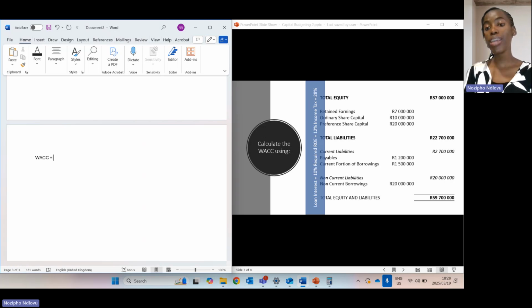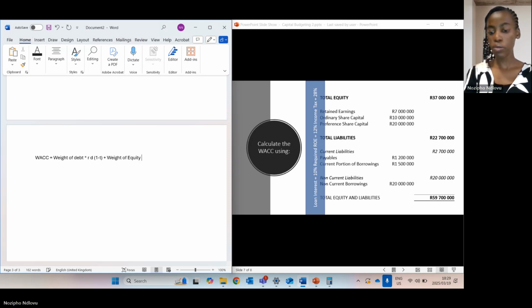WACC will be equal to the weight of debt, then you multiply that by the rate of return that you are expecting. But because it's the debt, it is the rate that the bank is expecting from you. So it's the R, which can be denoted by RD, the rate of return for the debt. Then you say 1 minus T. Remember, that is just the formula. You multiply that by the weight of equity and then multiply that by the R for equity.